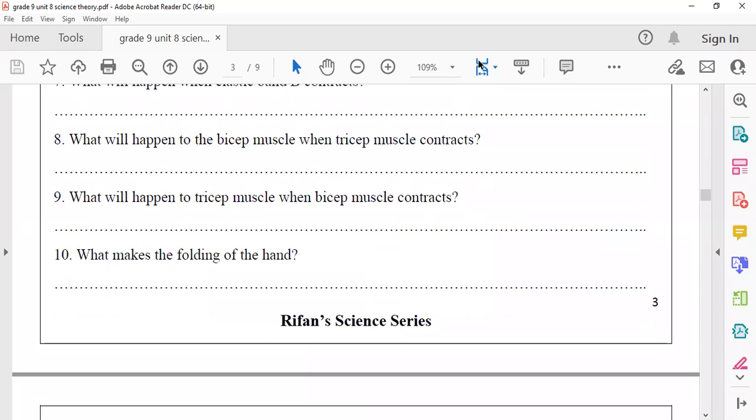What makes folding of the hand? Tendons? No. Contraction of bicep muscle. What makes the folding of the hand? Contraction of bicep muscle.